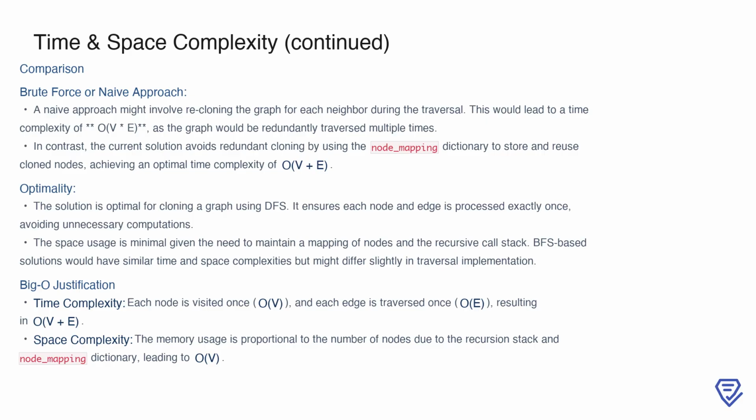The approach is also space efficient, as the memory usage is limited to the recursion stack and the node_mapping dictionary, both of which scale with the number of nodes. Overall, the solution is highly efficient for cloning a graph using DFS. While BFS-based approaches yield similar time and space complexities, DFS ensures a straightforward traversal and cloning process. To summarize, the time complexity is O(V + E), because every node and edge is processed exactly once, and the space complexity is O(V), driven by the recursion stack and the node_mapping dictionary.